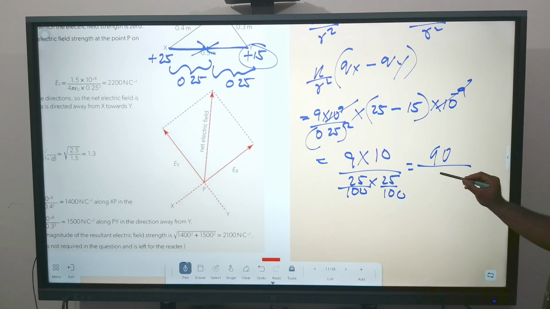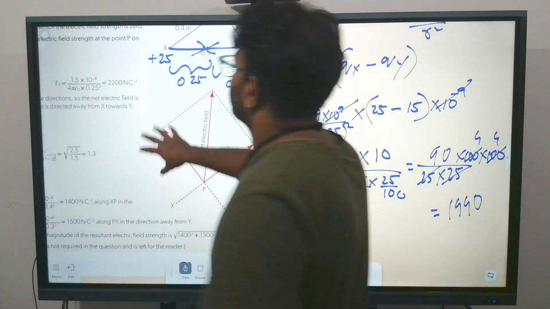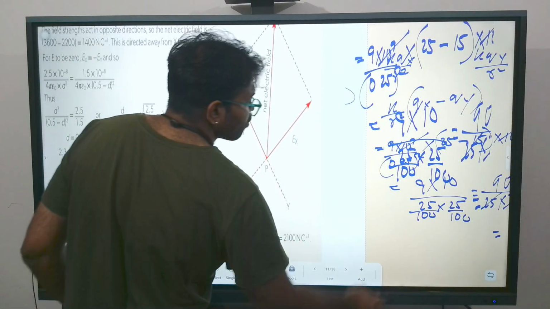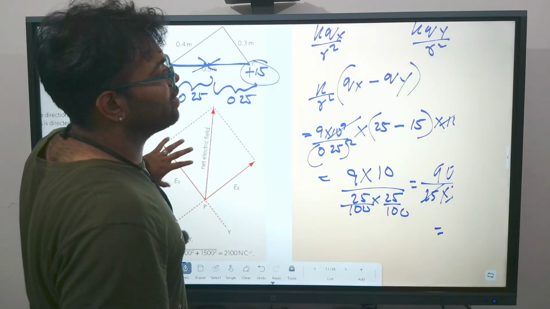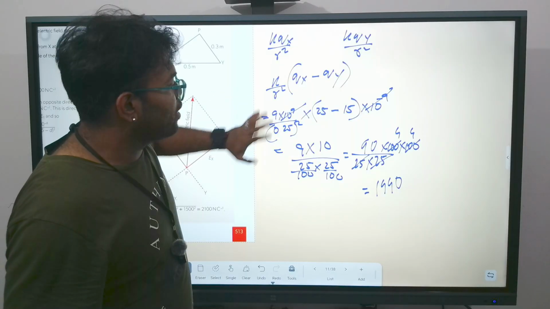90 upon 25 into 25 into 100 into 100. 25 fours are 100, 25 fours are 100, 9 fours are 36, 16 nines are 144, 1440. Is it correct? 1440 newtons per coulomb, right? So I kept them all the same so that I didn't have the need to use a calculator. See what I did, you understood, right? Okay, fine.